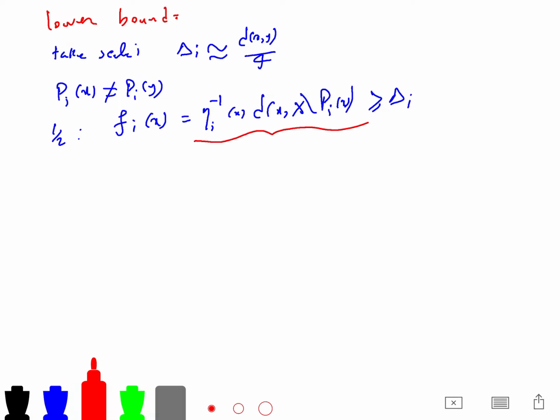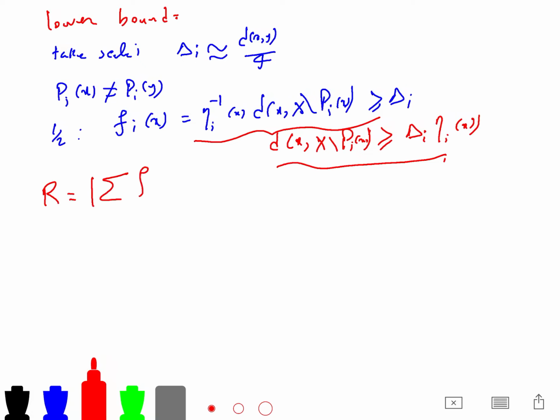And this is not magic, because you just know that you have deliberately created a partition such that this is greater than delta_i eta_i of x with probability half, because you defined padded decomposition. So rearrange this, you get that. So it's not something special. So let's define R by the sum of these differences, f_j of y, and of course, j not equal to i.